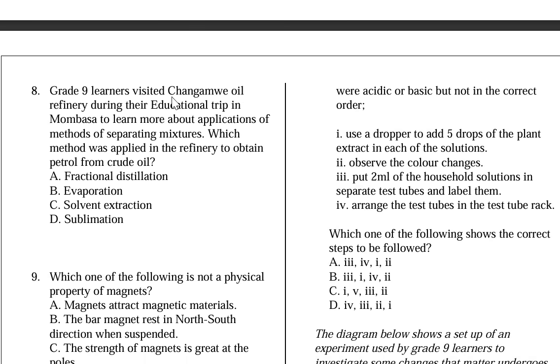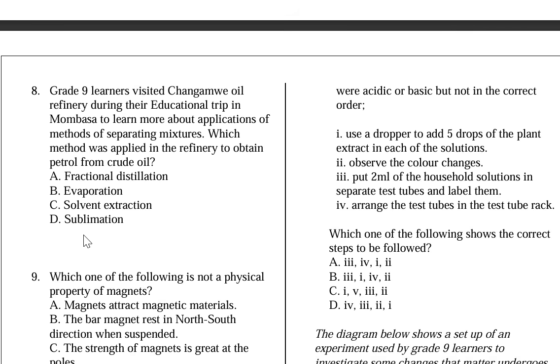Grade 9 learners visited Changamwe Oil Refinery during the educational trip in Mombasa to learn more about applications of methods of separating mixtures. Which method was applied in the refinery to obtain petrol from crude oil? A, fractional distillation. B, evaporation. C, solvent extraction. D, sublimation. Which one do you think is the correct option?